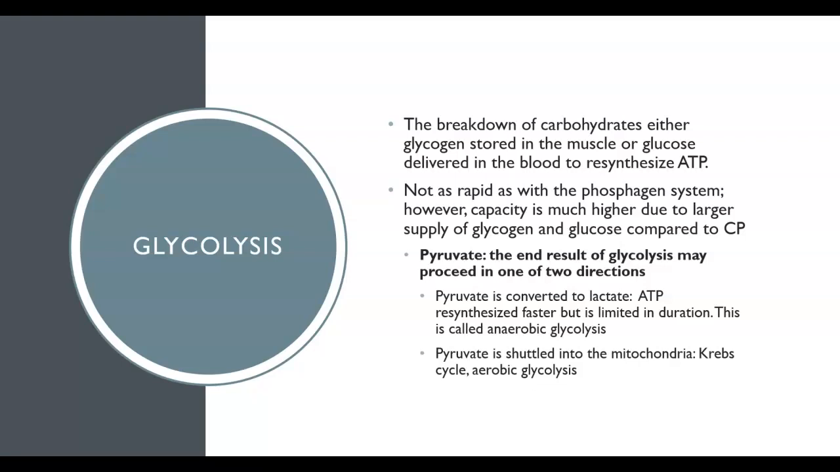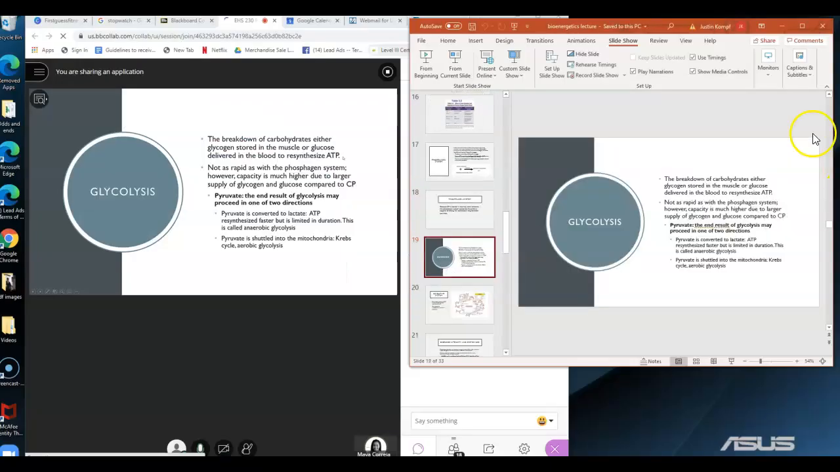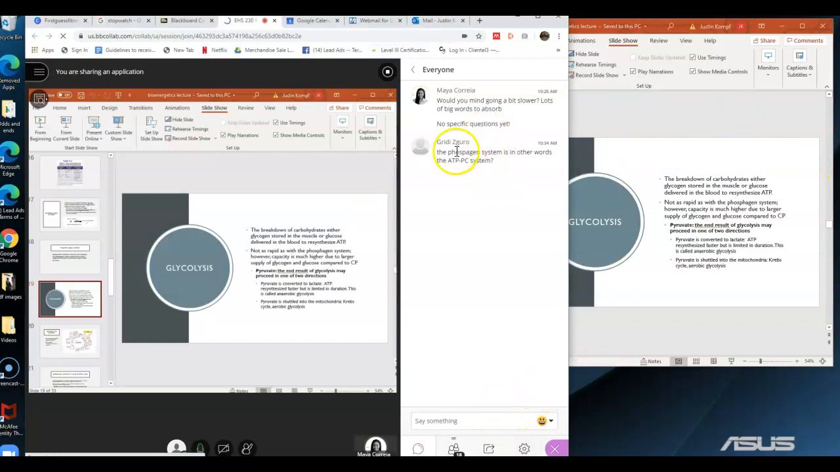So when the breakdown of carbohydrates, carbohydrates can either be glycogen, which is stored in the muscle, that's an option for what carbohydrates might be, or glucose, which is delivered to the blood to resynthesize ATP. Now, the glycolytic system is not going to be as rapid as the phosphagen system, but its capacity is much higher due to a larger supply of glycogen and glucose compared to creatine phosphate. So in your body, you have a limited supply of creatine phosphate, but you actually have a lot more glycogen and glucose.